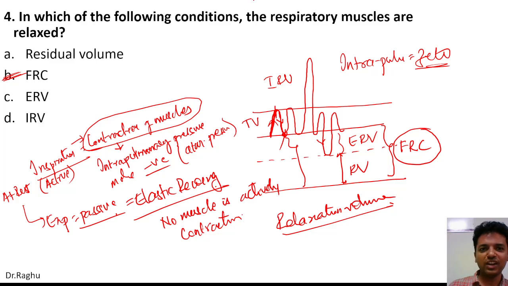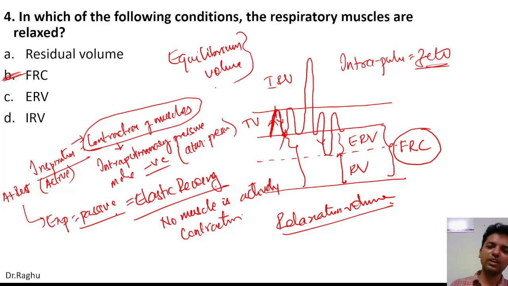Okay, so that's why this relaxation volume, what we call FRC, is also called the equilibrium volume. Remember this thing. They can ask you in the form of equilibrium volume, they can ask you in the form of relaxation volume, or they can say, what is the volume of the lungs at which the intrapulmonary pressure is zero. All of that is your functional residual capacity. Okay, so remember this point.